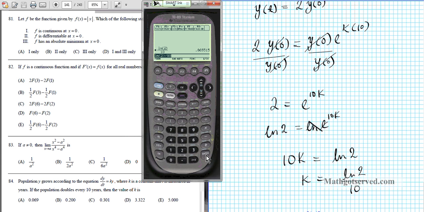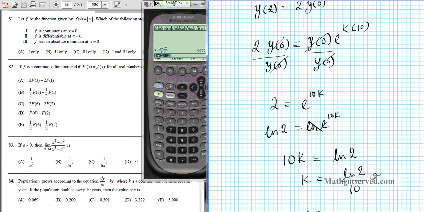So it's 0.069 to 3 decimal places. So k is approximately 0.069, and we can clearly see our answer is option letter A. Okay, so there you have it.